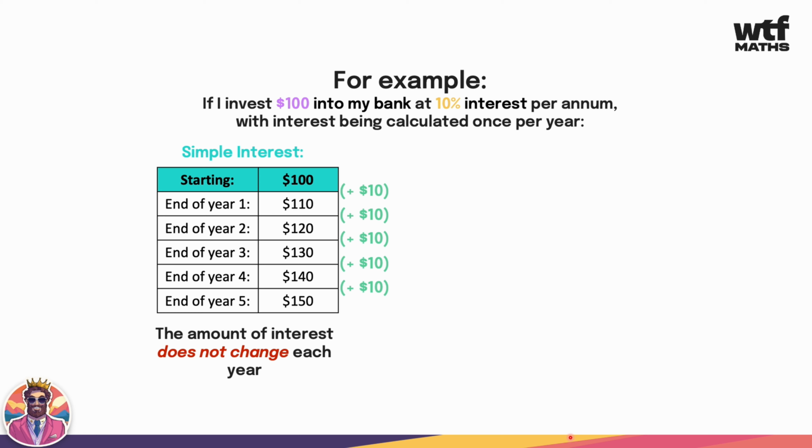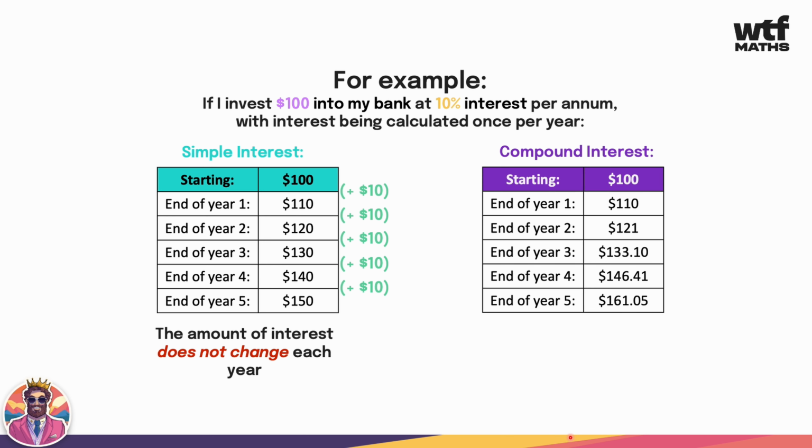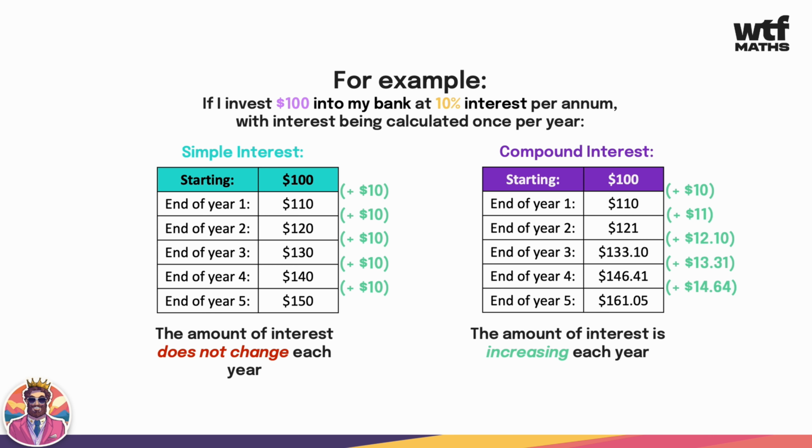But if I take the exact same investment of $100 at 10% per annum and put it in a compound interest account, you'll notice something different about the values. After the first year, it's $110, but then in the next year, it's $121 instead of $120. Then it's $133.10 instead of $130. And if we actually look at the differences here, it starts off the same, but it looks like the interest amounts are getting bigger and bigger over time.